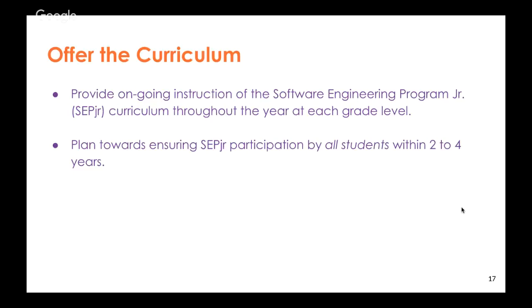And then also plan towards ensuring SEPjr participation by all students within 2 to 4 years. Now, within 2 years is a lofty goal, and if you want to do it, we'll try to support every school that has that goal, but knowing that you do have up to 4 years to implement that year-to-year computer science program.